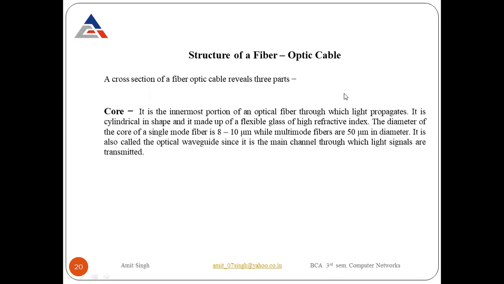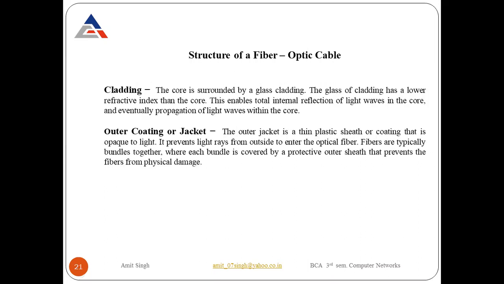The diameter of the core of a single mode fiber is 8 to 10 micrometer, while multi-mode fibers are 50 micrometer in diameter. It means it is very small in diameter, because we can only send the signals in the form of light. It is also called the optical waveguide, since it is the main channel through which the light signals are transmitted. This is called the core.